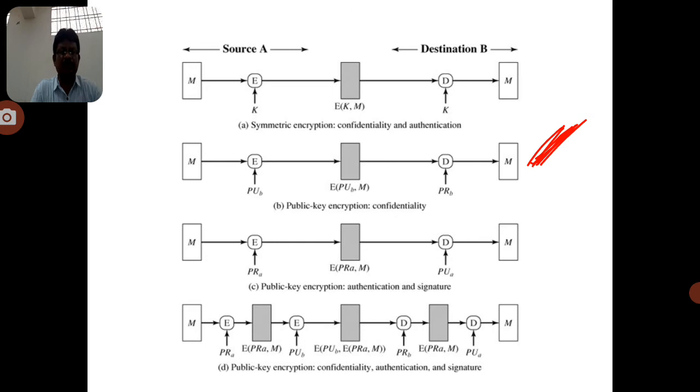So whatever message is prepared here, that is E_PUb of M. That is the confidential message. Why is it called a confidential message? Only the recipient can decrypt that message, because only he knows his private key. He cannot distribute his private key to anybody else. That's why that message can be taken as the confidential message.